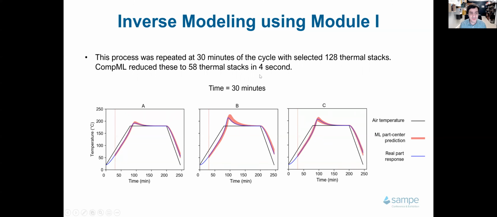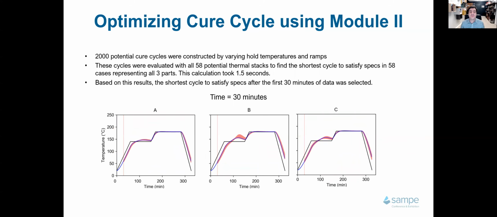So at the end of the day, we have 58 potential solutions that represent all 3 parts. Some of them are for part A, some for part B, some for part C. We have more than one solution, again, because we only have 30 minutes of data from the beginning. If we continue this, we will have fewer and fewer solutions. But at this point, these 58 potential solutions were given to the second module.